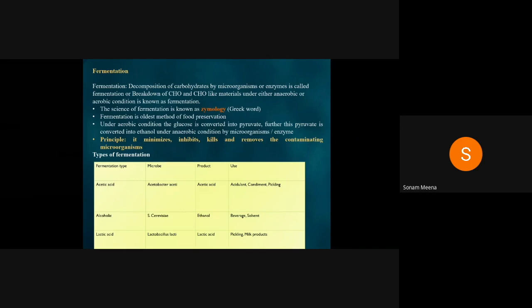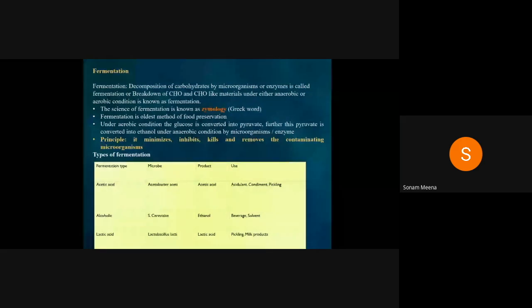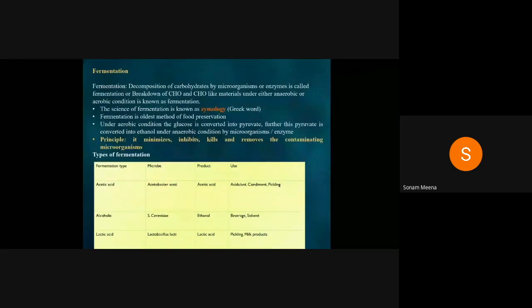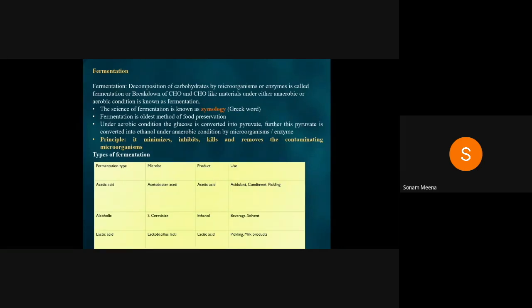And this is the fermentation. Fermentation is nothing but decomposition of carbohydrates by microorganisms or enzymes, or breakdown of carbohydrate-like materials under either anaerobic or aerobic condition. The science of fermentation is known as zymology. It is the oldest method of preservation. Its principle is it minimizes, inhibits, kills and removes the contaminating microorganisms. This type of fermentation, microbe and products used. These all things are important.